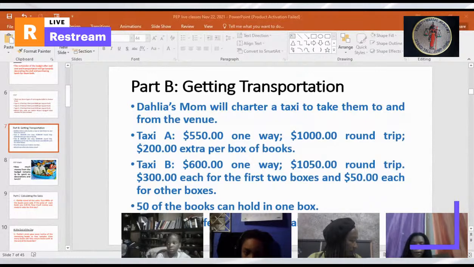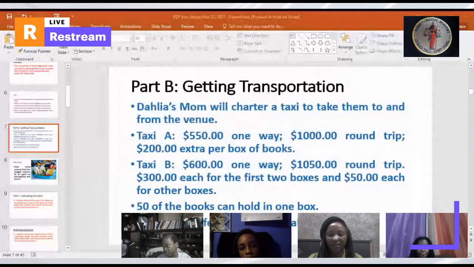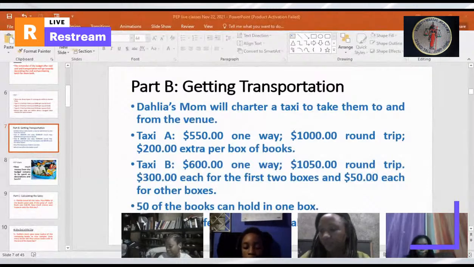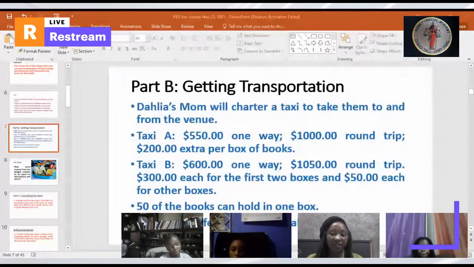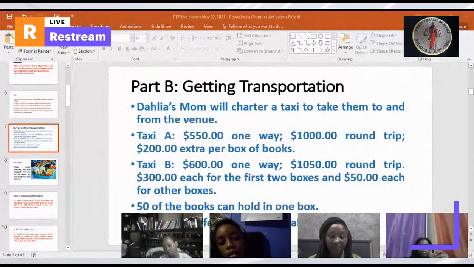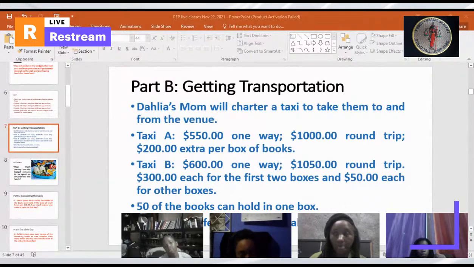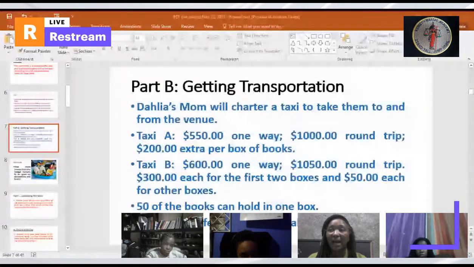because it's only 1 box and it says for the first 2 boxes and the 1 is in the first 2. All right, so going back, since she only has 1 box, she's only going to pay $300 for that 1 box going back. If she had been going back with all the boxes, she would have to be paying an extra $750, right? All right, so that's the performance, and this is what the performance tasks are like.